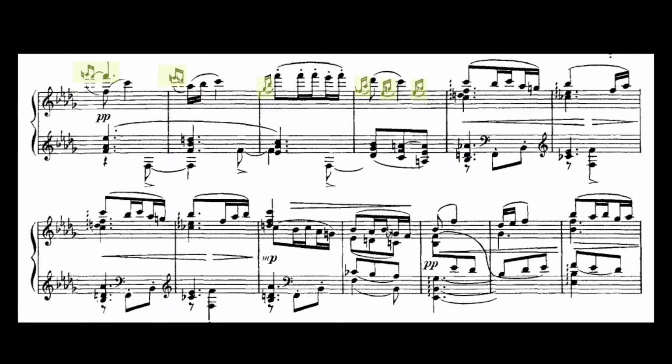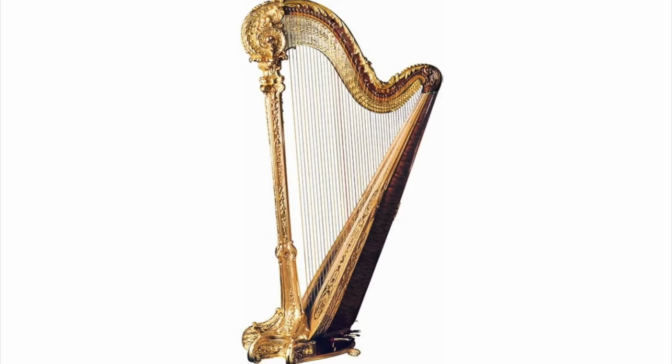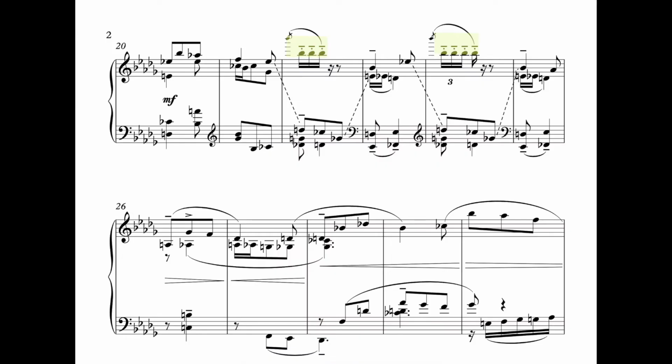The embellished melody and arpeggiated chords are highly evocative of the harp, an instrument Ravel was almost obsessed over. I copied this technique over into my Opus 1 menuet as well, which was heavily inspired by this piece.